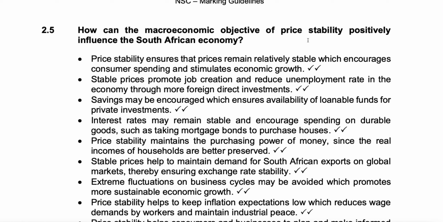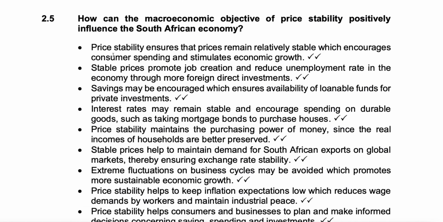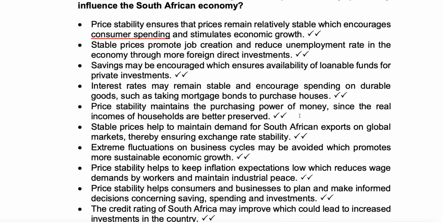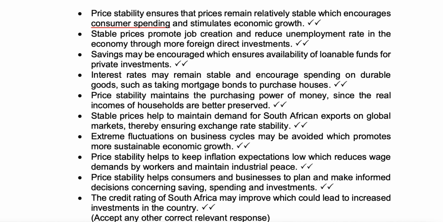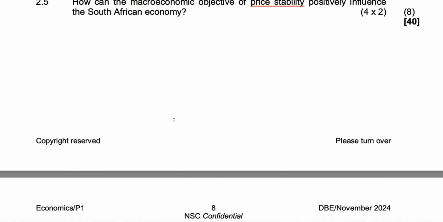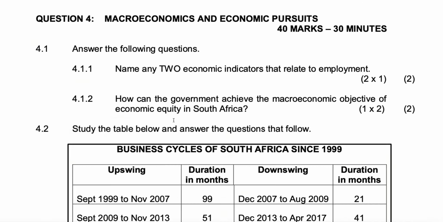Let's look at the last one, which is how can the macroeconomic objectives of price stability positively influence the South African economy? Well, according to what we see here, price stability ensures that prices remain relatively stable, which encourages consumer spending and stimulates economic growth. Stable prices, look, I said here, you can say a million things. So pause this and go through it. There's a lot. This one is very simple. Let me not waste time on such. Right, let's go to the next.